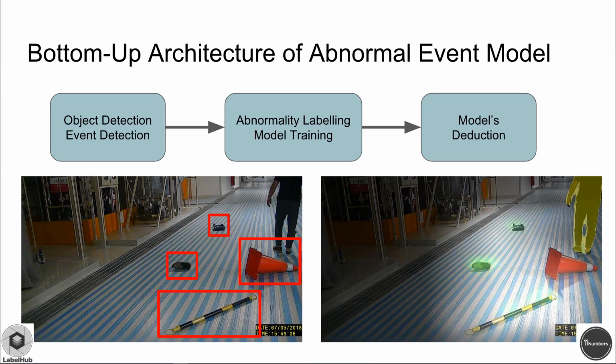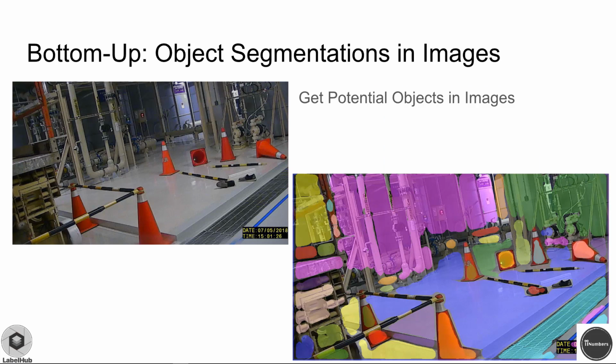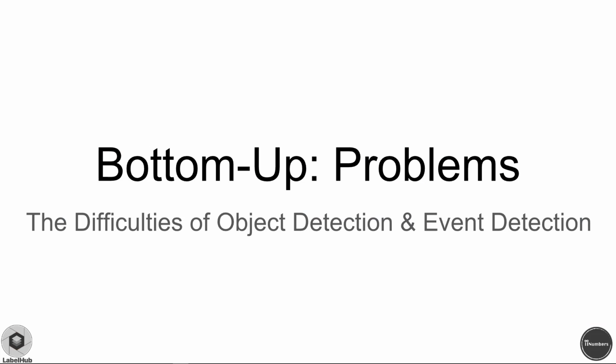In this approach, object detection is used first, then event detection, and lastly abnormality detection. There are a lot of object detection methods, such as bounding box and object segmentation. And also object segmentation in the whole picture, which can also help us find objects that it hasn't seen before, like a traffic cone, dish cover, and the ladder.